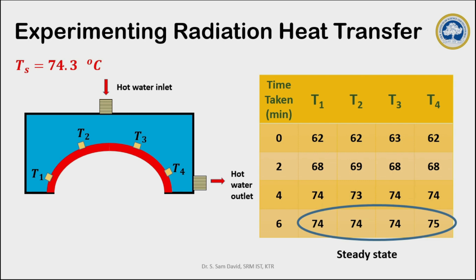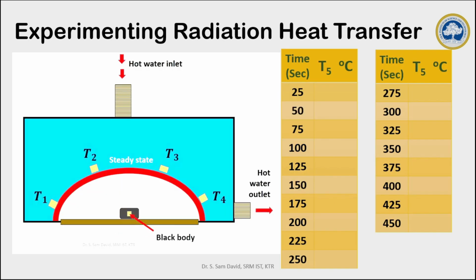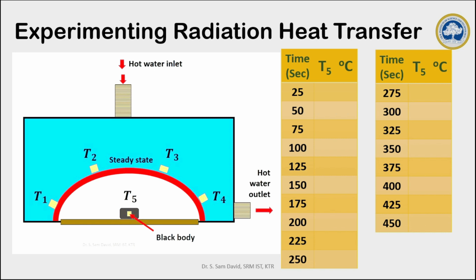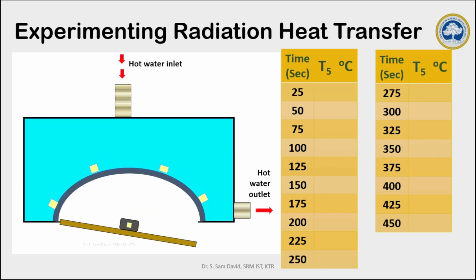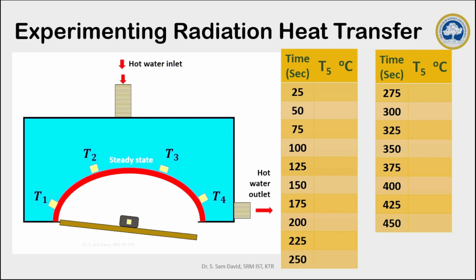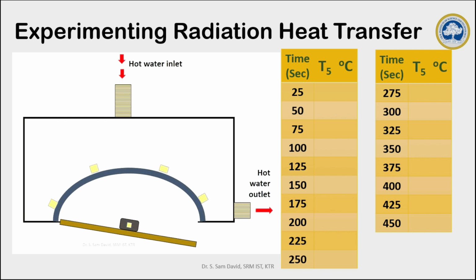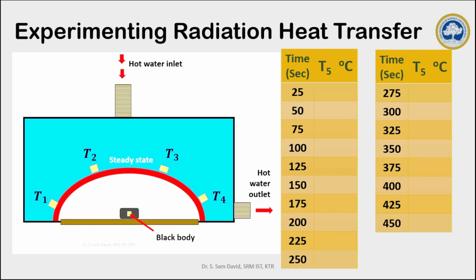Once the system attains steady state, we have to close the bottom plate. The bottom plate is fitted with the black body and a thermocouple over it. The thermocouple on the black body is termed T5. This thermocouple indicates the change in temperature of the black body. Once it is closed, the region under the hemisphere is assumed to be almost vacuum. Hence the heat transfer occurs significantly due to the radiation process.